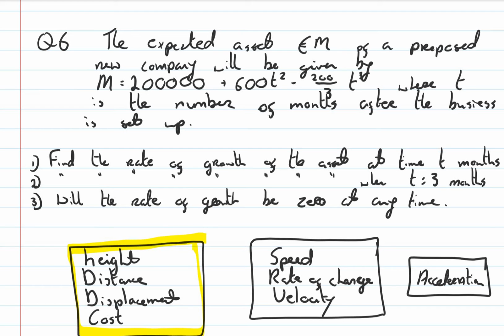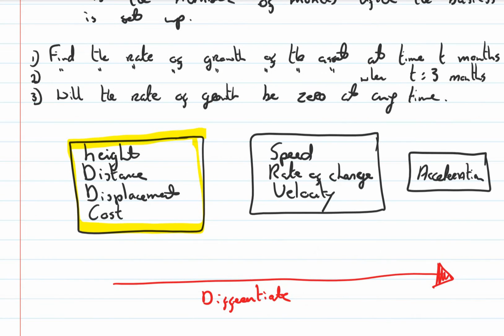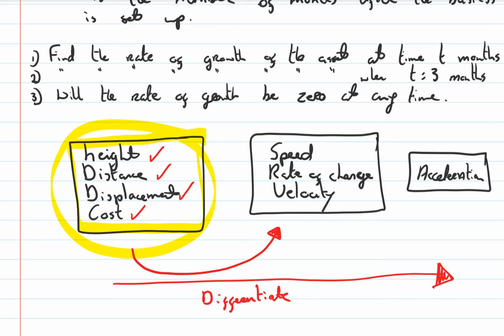Just to remind you, if I have a function that allows me to get the height, the distance, the displacement, or often the cost of something, well, if I differentiate that function, it will get me a function that will give me the speed, the rate of change, or the velocity of the same thing. And if I differentiate that function again, it'll get the acceleration of that thing.